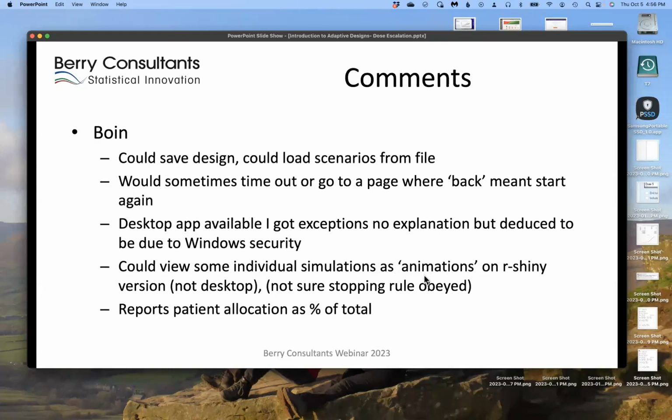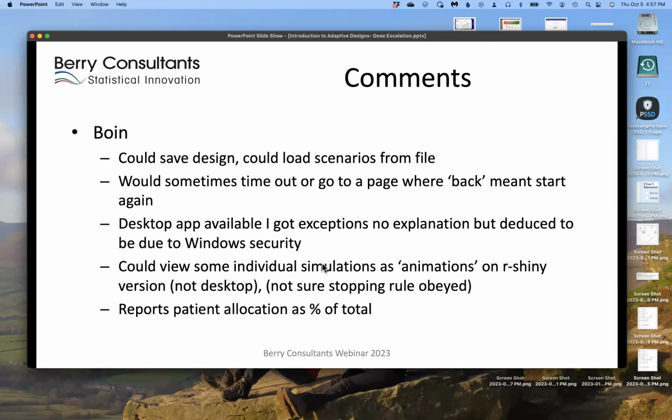So the BOIN software was quite good. We could load the scenarios from a file. Sometimes it would time out. I'd have to reload things. There is a desktop app available. It didn't do anything, with no explanation, but I was able to deduce this was due to Windows security issues, which I was able to disable.